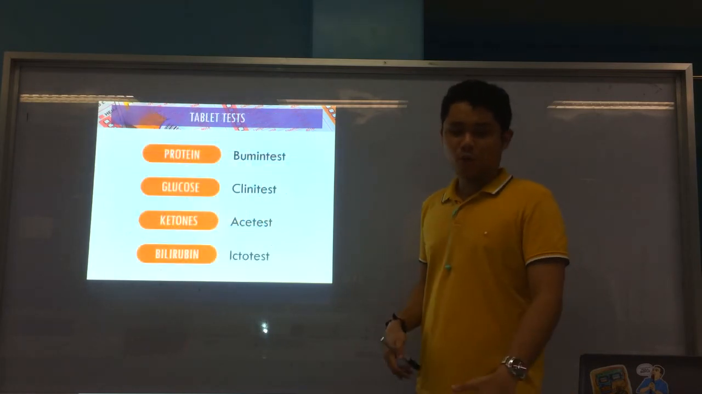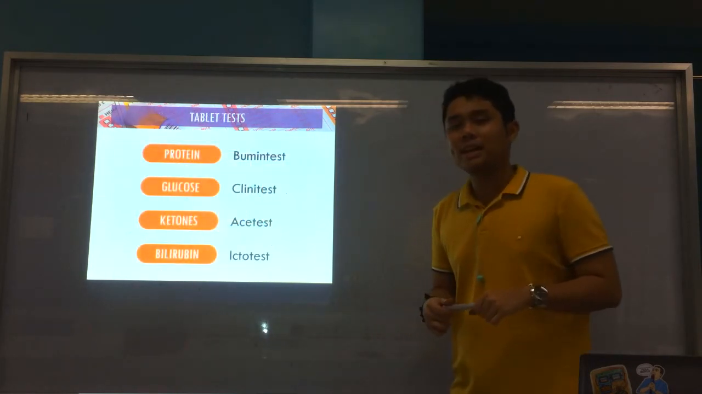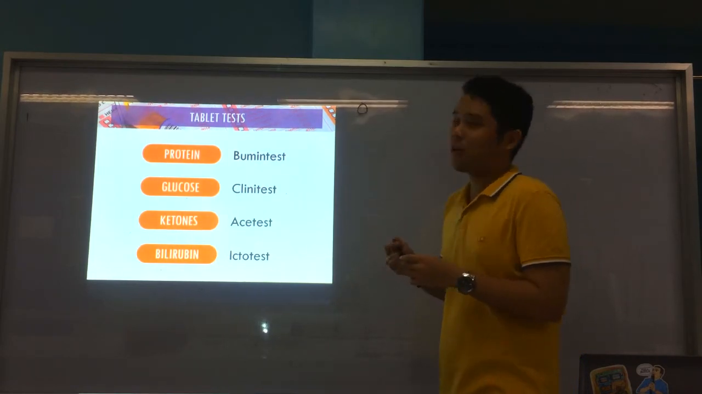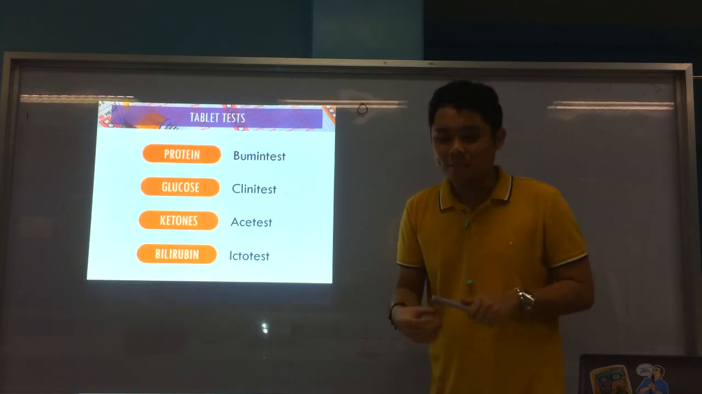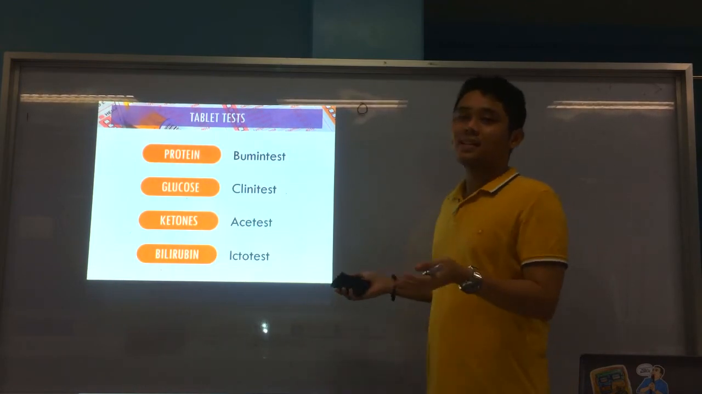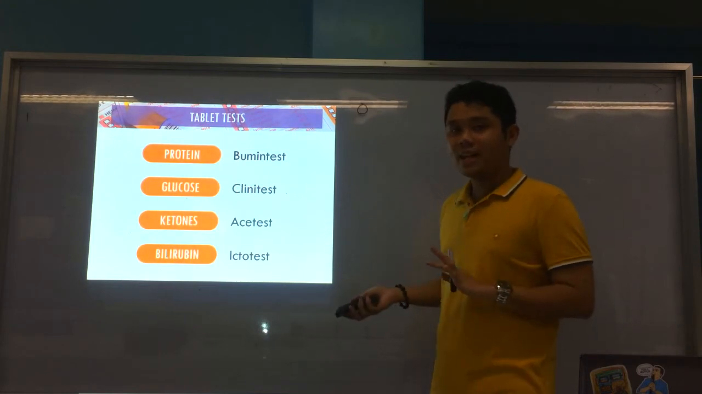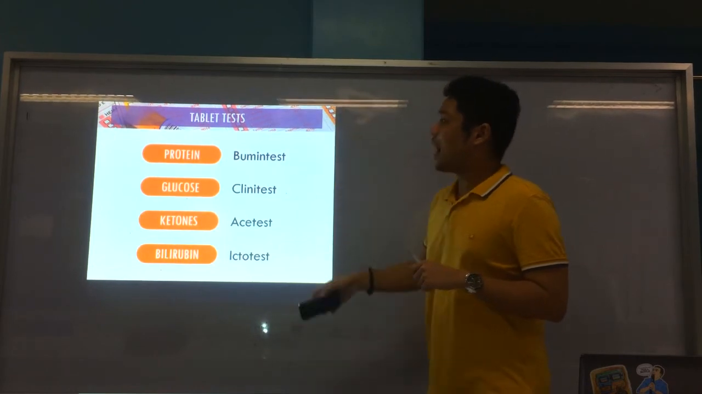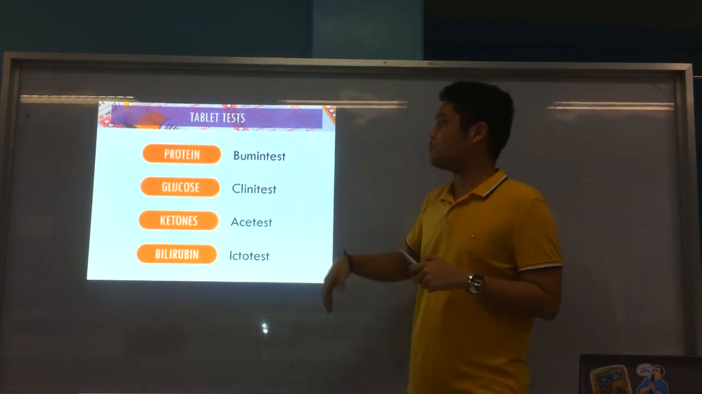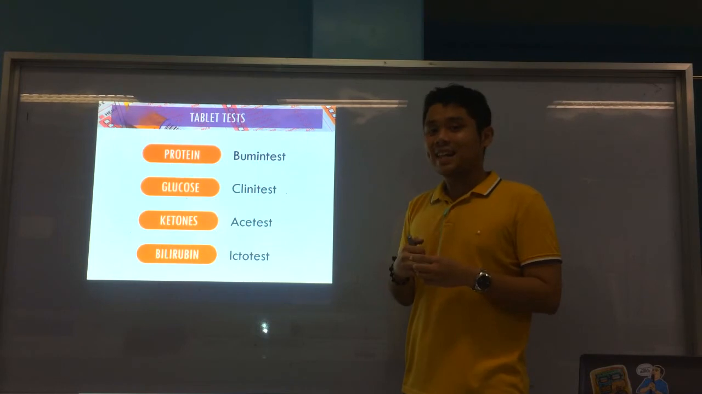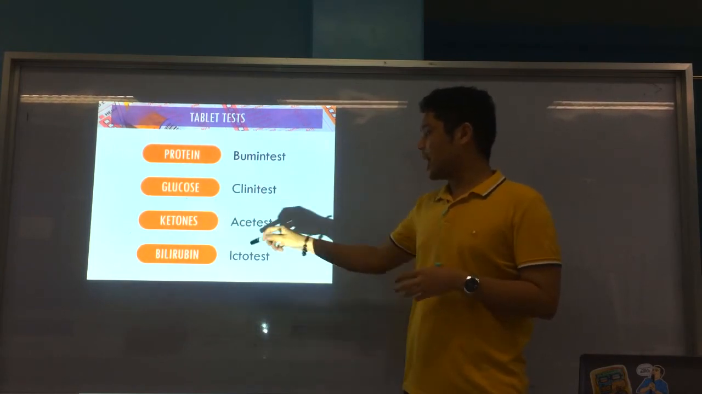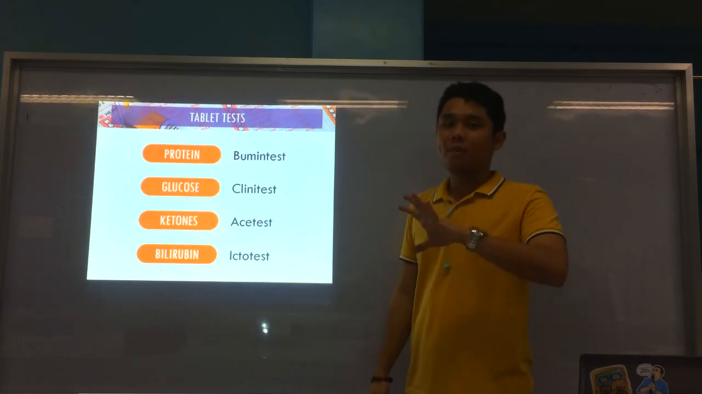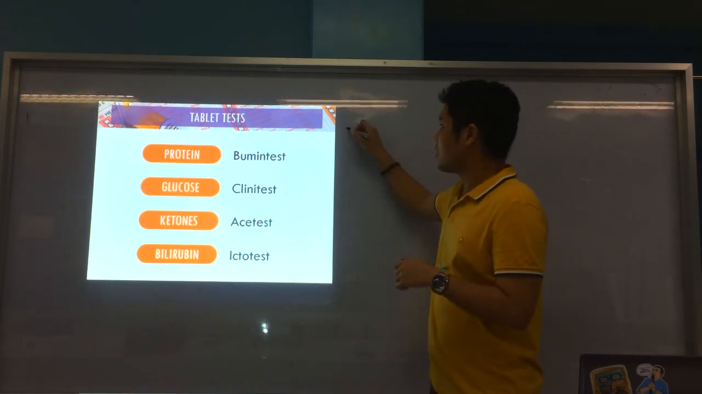Okay. And we also have what we call tablet tests. When do you say tablet tests? Tablet, as in the medicine you take, pill, circle, tablet. And in the tablet itself are the substances or reagents. So it's very convenient, very easy. For each parameter, we have a specific tablet test. For protein it's Bumintest. For glucose, Clinitest. Ketones, Acetest. Don't forget Acetest, which reacts with acetone. So ketones, Acetest. And bilirubin, Ictotest. Right? For icteric samples.